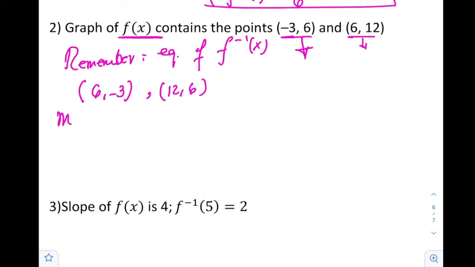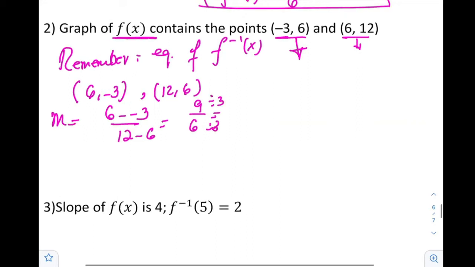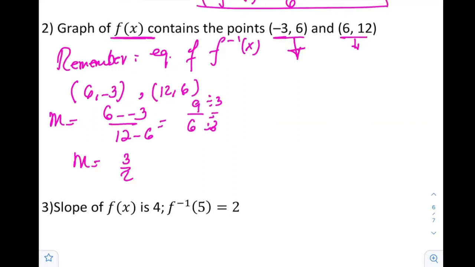So find the slope. 6 minus minus 3 over 12 minus 6. So it is 9 over 6, which is divide by 3, divide by 3, which is 3 over 2. Okay, 3 over 2 is my slope. I will choose one of the points. Let's choose negative 3, 6.